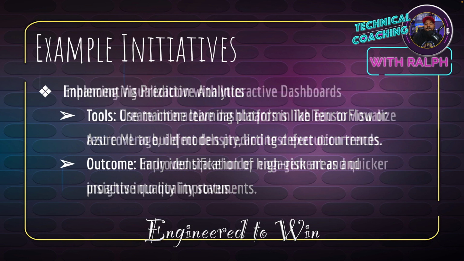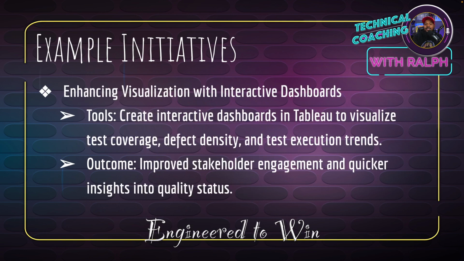Another initiative would be enhancing visualization with interactive dashboards. So the tools that you could use: create interactive dashboards in Tableau to visualize test coverage, defect density, and test execution trends. The outcome that would provide would be improved stakeholder engagement and quicker insights into quality status. And that's very, very important. The more information you give your stakeholders, the better it's going to be for them, so that they can have confidence in the work that you and your team are doing.